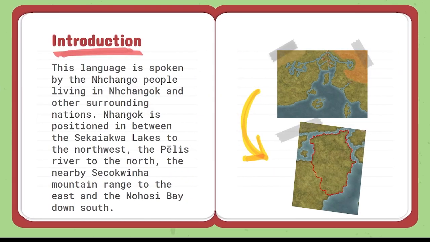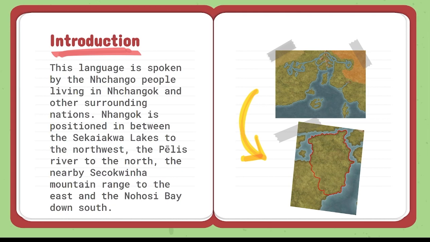This language is spoken by the Nhchango people living in Nhchango and other surrounding nations. Nhchango is positioned between the Sekayakwa Lakes to the northwest, the Pechis River to the north, and the nearby Setokwina mountain range and the Nohosi Bay to the south.